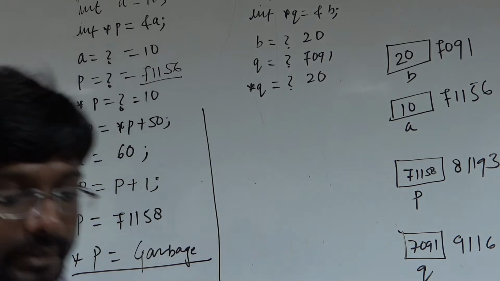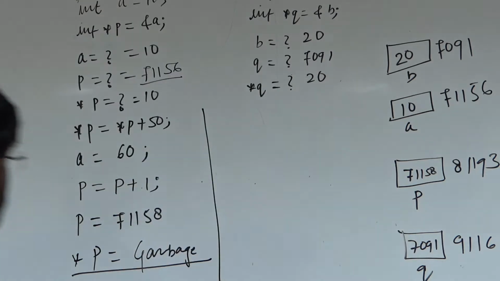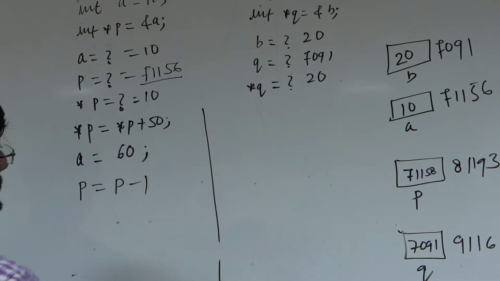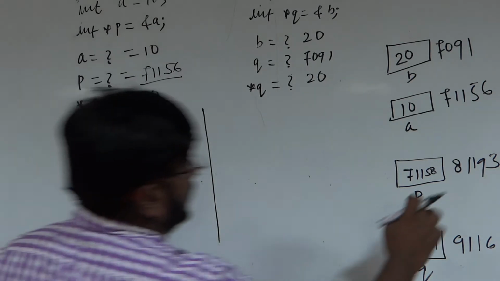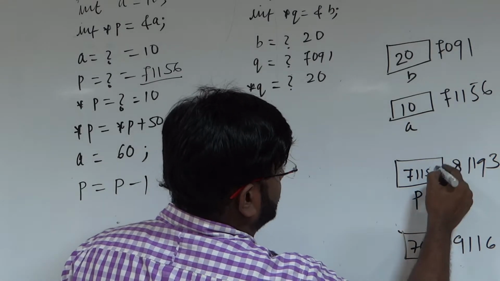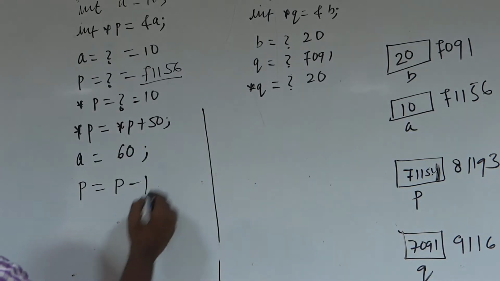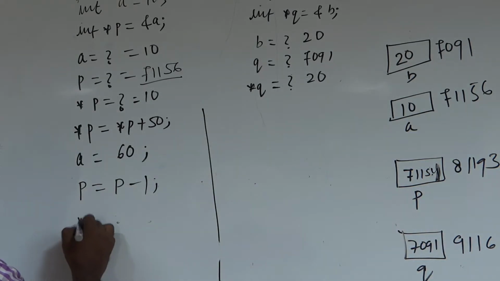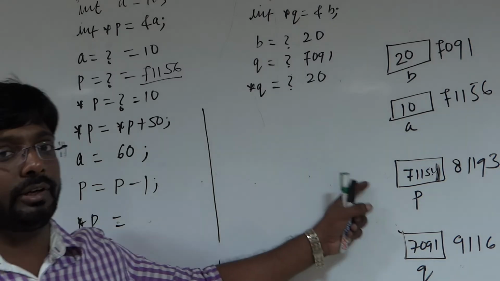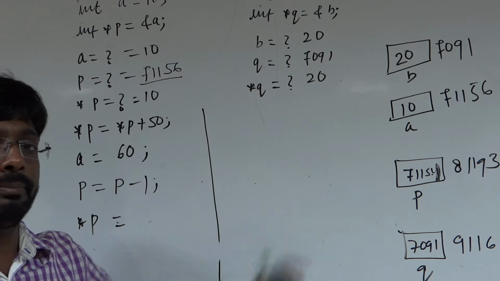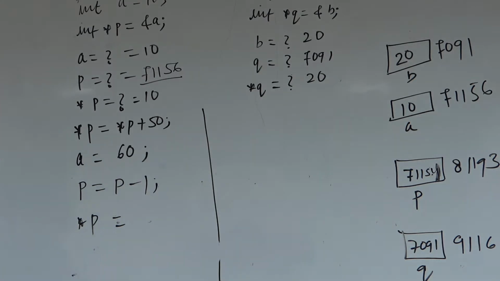Similarly, if I write here p minus 1, what was the value? 71156 minus 1 will make it how much? 71154, right? Now if I print here star p, it means the value present at 71154, and 71154 has no existence in our memory. So again we will print some garbage value, right?